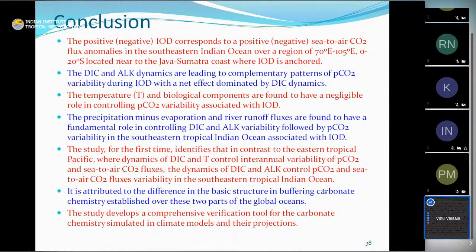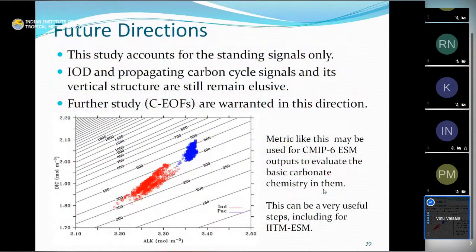So the study develops a comprehensive verification tool for carbonate chemistry simulated in climate models and their projections. We can use a similar metric and diagnostics to see how the climate models perform. So for future directions, one thing is that I did not discuss any propagating anomalies, because IOD is a propagating feature, right? We only looked at the standing mode so far.